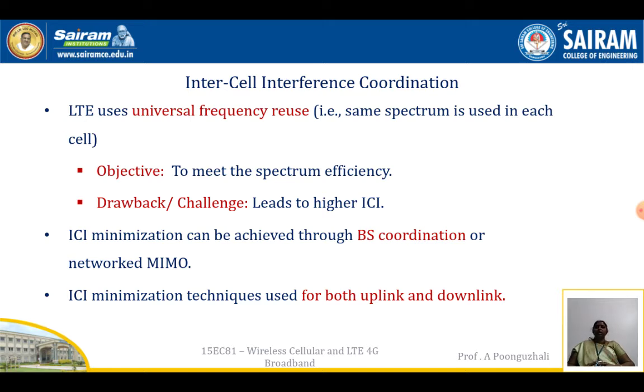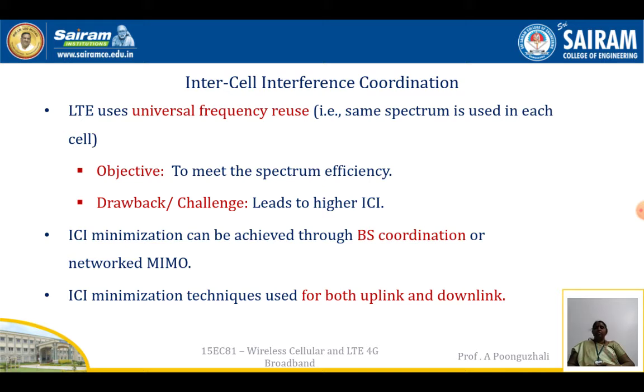interference present. So here your LTE is going to use universal frequency reuse, that is, the same spectrum is going to be used in each cell. We use the same spectrum because it meets the spectrum efficiency. And the greatest challenge here is that it is going to lead to higher intercell interference. So this intercell interference can be minimized by using base station coordination or network MIMO, a multiple input, multiple output system.